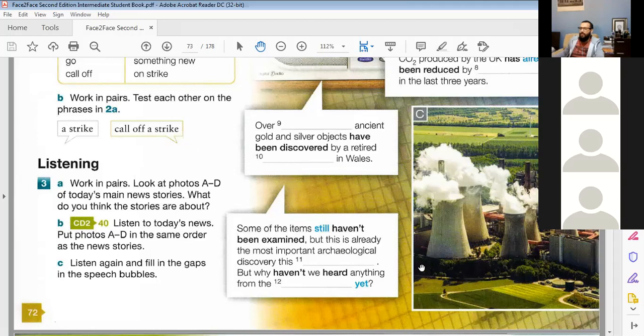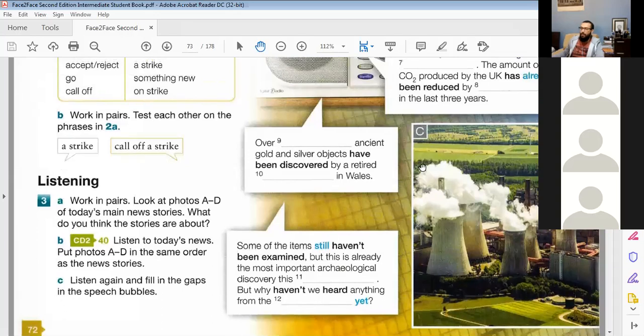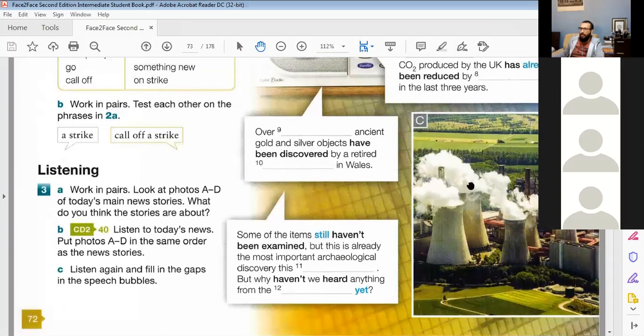Okay. What's going on? I don't know it in English. Okay, in Arabic, what is it? I think it's about the economy. Maybe. Good guess. But why do you think it's about the economy? I have no idea. Is there a relationship between smoke and the economy? I think so.